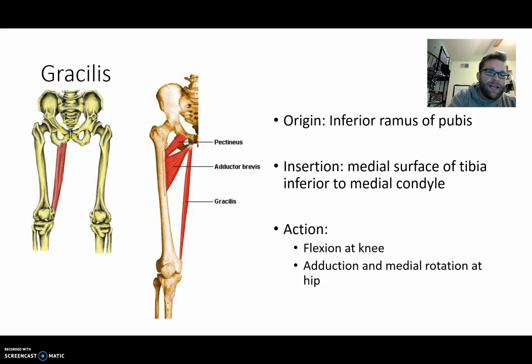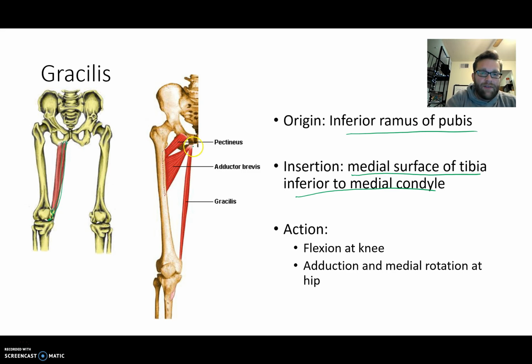Okay, the gracilis begins on the inferior ramus of the pubis. It's a pretty superficial muscle. It's on the outside, and there's actually a nerve that runs down that muscle. It's going to insert on the medial surface of the tibia, inferior to the medial condyle, so it actually goes below the condyle here on the tibia on the medial side.